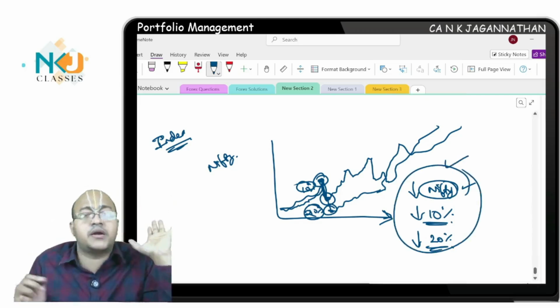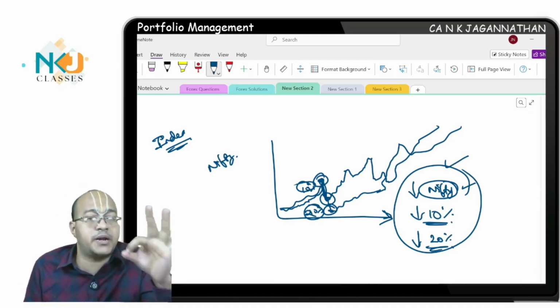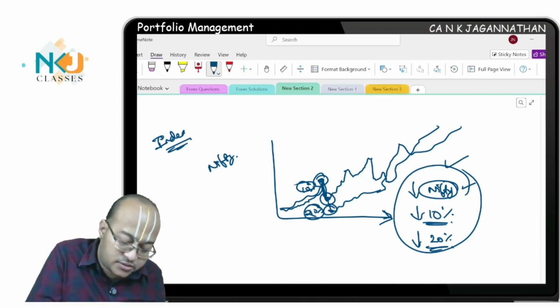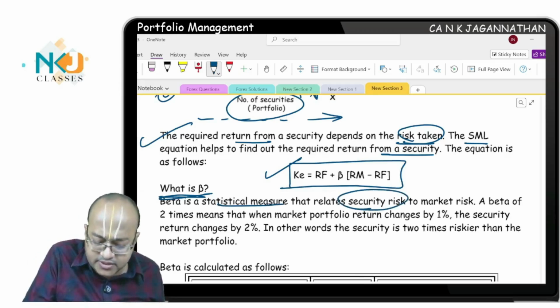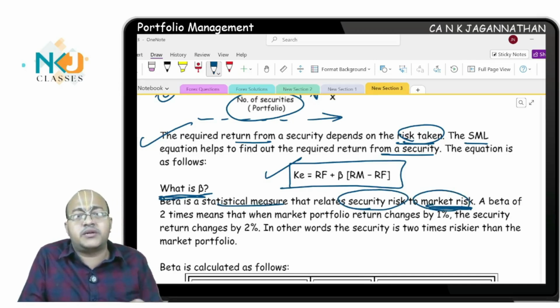Here also we have beta. We have beta in equity. Are you understanding? It is the sensitivity of stock price with regards to the index. Are you listening to what I'm trying to say? Next, beta is a statistical measure that relates security risk to market risk. Sir, how is it related to security risk and market risk? You were told change in security return divided by change in market return.